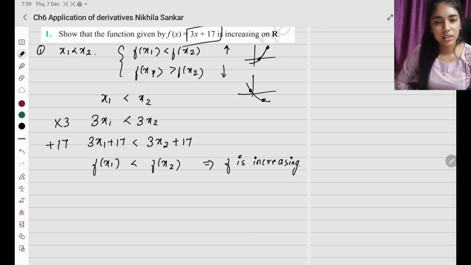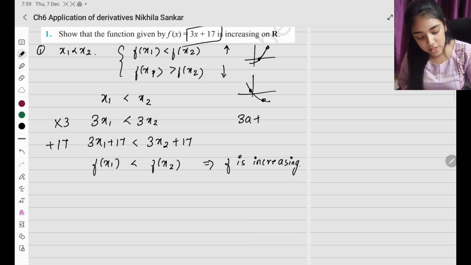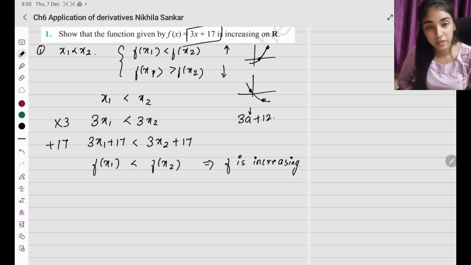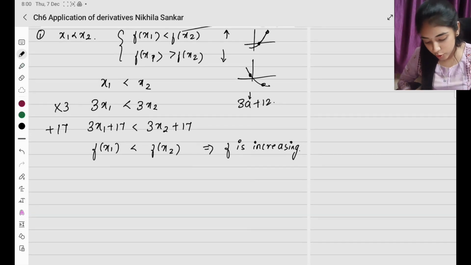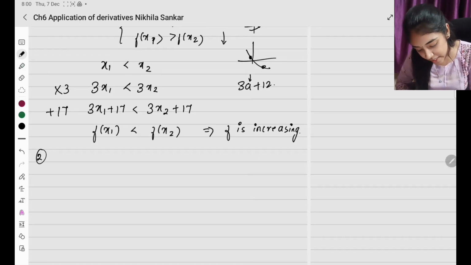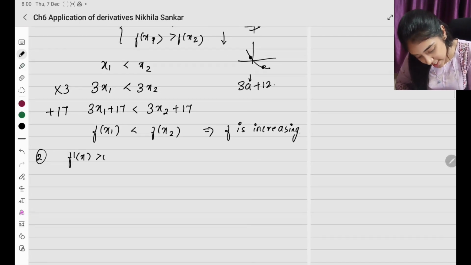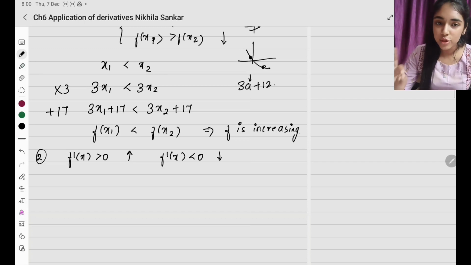So in the method வந்து நம்ம mostly இப்போ 3a plus 12 அப்படின்லாம் கொடுத்திருக்காங்கன்னா, find the value of a அப்படி கொடுத்தாங்கன்னா, you can use this method, or if the function is increasing decreasing னு பார்த்தா you can use the theorem 1 which I am going to solve now. So second method, if I have f dash of x is greater than 0, the function is increasing, and f dash of x is less than 0, the function is decreasing. Okay, so I'm going to find the derivative now.